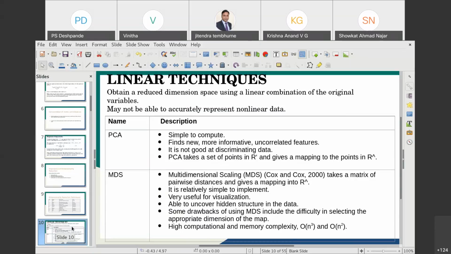In MDS, that is multidimensional scaling, you take the high-dimensional data and put it in a low dimension so that the neighborhood relationship in terms of the Euclidean distance will be preserved.